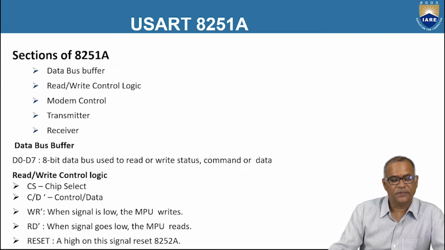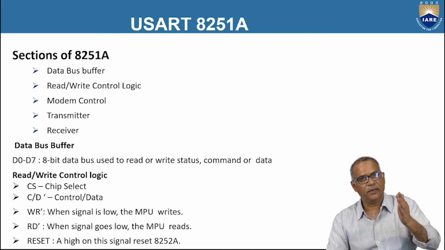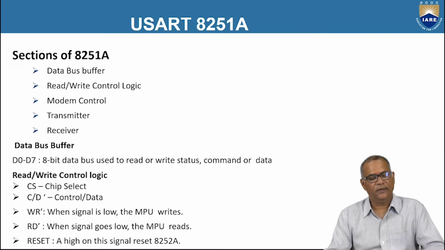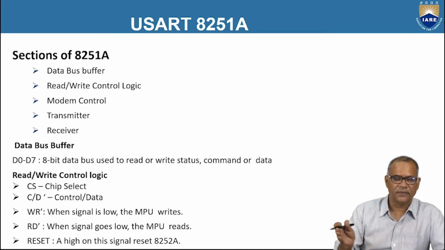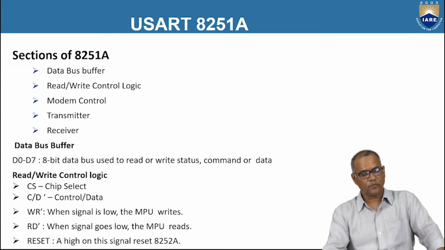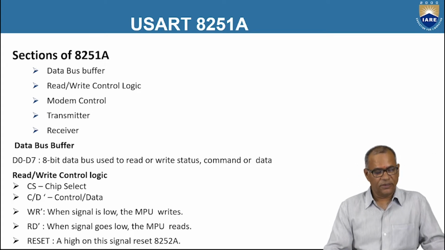So these are all the various sections of 8251A USART: data bus buffer, read-write control logic, and modem control blocks. These are there on the left side of the functional block diagram, which I have shown you just now. And the transmitter section and receive section are on the right side of the block diagram. The data bus buffer is an 8-bit data bus that is used to read or write status, command, or data. And the read-write control logic has the signals chip select, C by D bar, write bar, read bar, and reset signals.